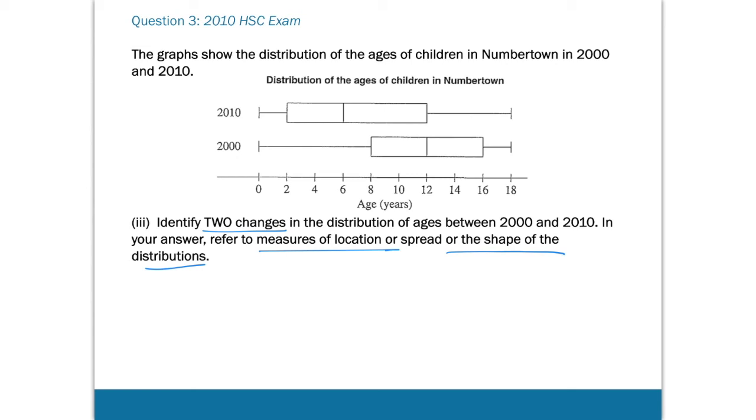Okay, so from 2000 to 2010, let's look at the median. So the median is here, right? Here and here. So we can see that from 2000 to 2010, the median has decreased from 12 to 6. So that's 1 point.